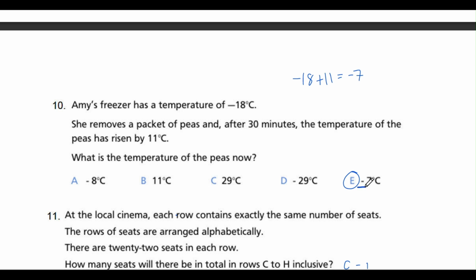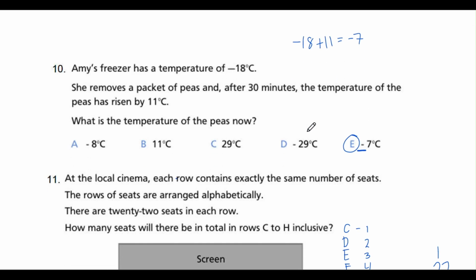So let's see why the other answers are wrong. D, at minus 29 degrees Celsius, happens if you subtract 11 from minus 18 incorrectly, making it even colder. C, at 29 degrees Celsius, is what you get if you ignore the minus sign on the 18 and just add 18 and 11. A, at minus 8 degrees Celsius, is just a mistake in the calculation. So how do we solve it?